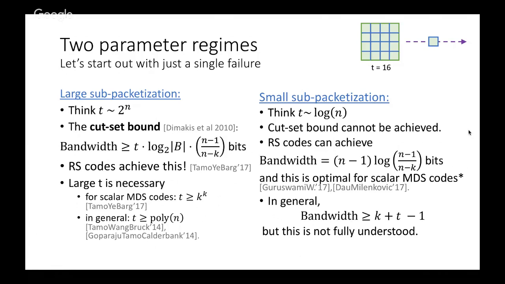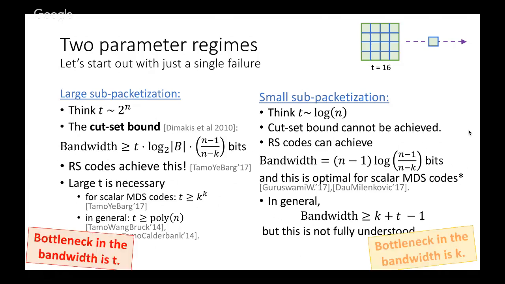In general, if I don't want to look at scalar MDS codes, or if I don't want to restrict myself to linear repair schemes, whatever that means, it's known that in this parameter regime with small subpacketization, the bandwidth needs to be at least k plus t minus 1. But in general, this parameter regime is much less well understood. We don't really know what's possible.